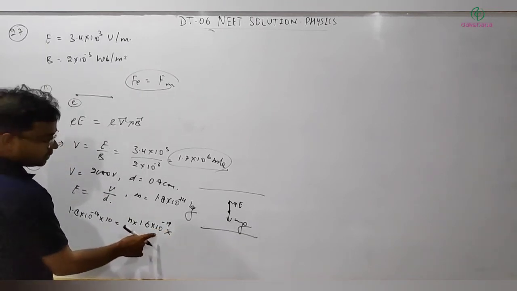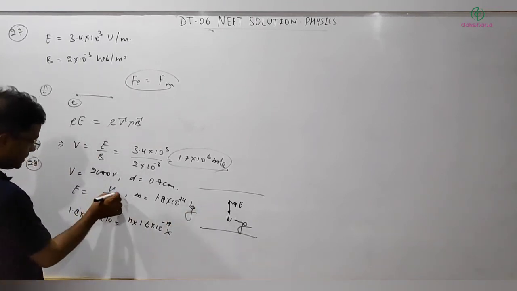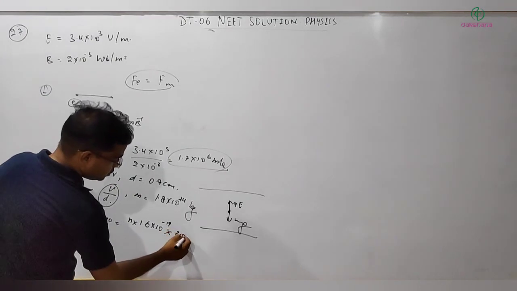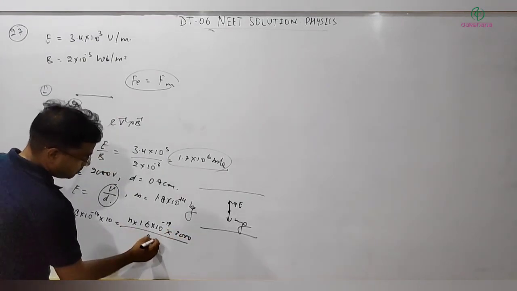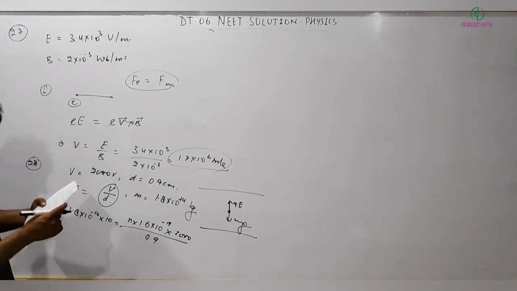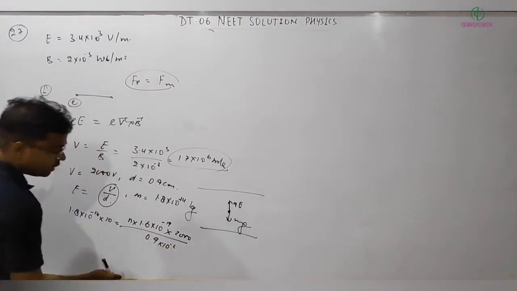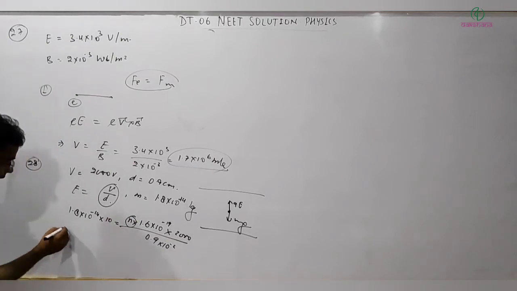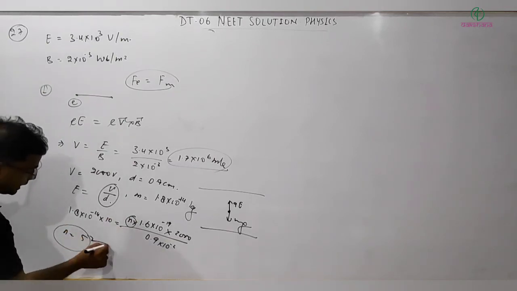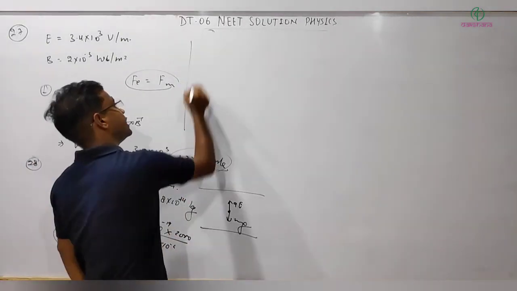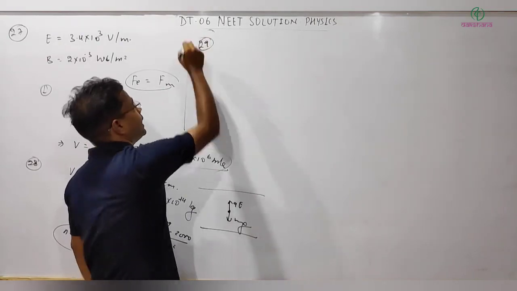So q, this is multiplied by e, is given as directly V by d, so it's 2000 divided by 0.9, and 0.9 is in centimeters, so 10^-2. It's simple, straightforward. Simplifying for n, we get roughly n is equal to 5. So 5 electrons have been removed. Question number 29.